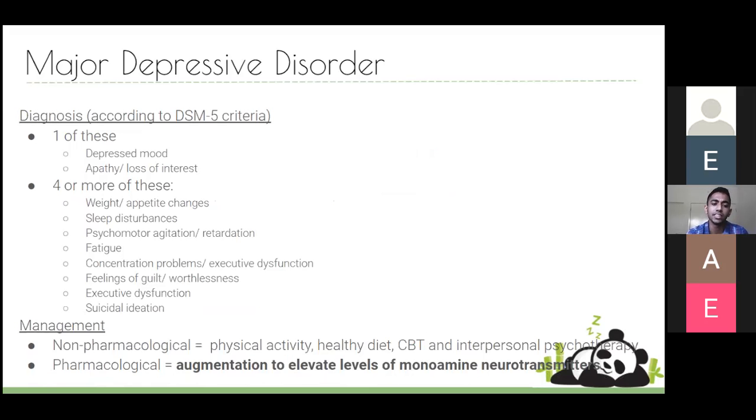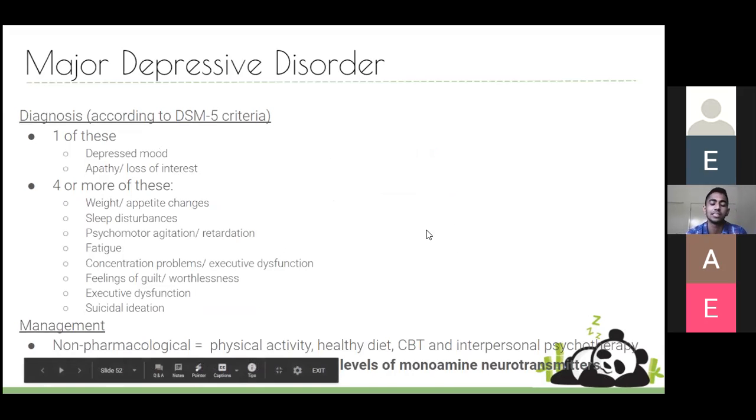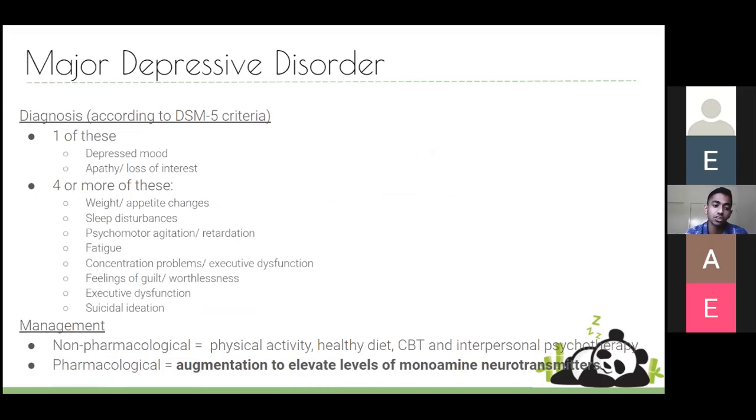Diagnosis, we use our DSM-5 criteria, so it's certain criteria that they pick and choose, and you need one of these, so depressed mood or apathy, and 4 of these at least. But don't remember that. They won't ever really ask you about that because that's not what we're focusing on second year. We're focusing on pharm in second year. So how do we manage it?